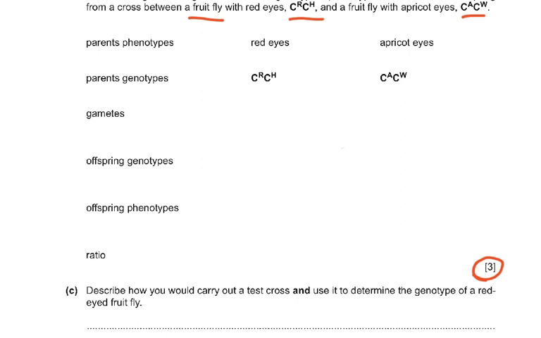So the gametes, you just write them separately. So CR, CH, and CA and CW. Just write them a little apart from each other, and this got you 1 mark.